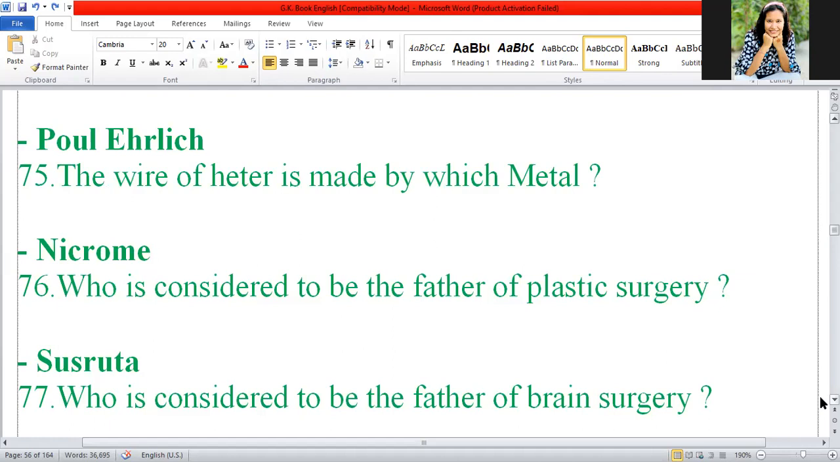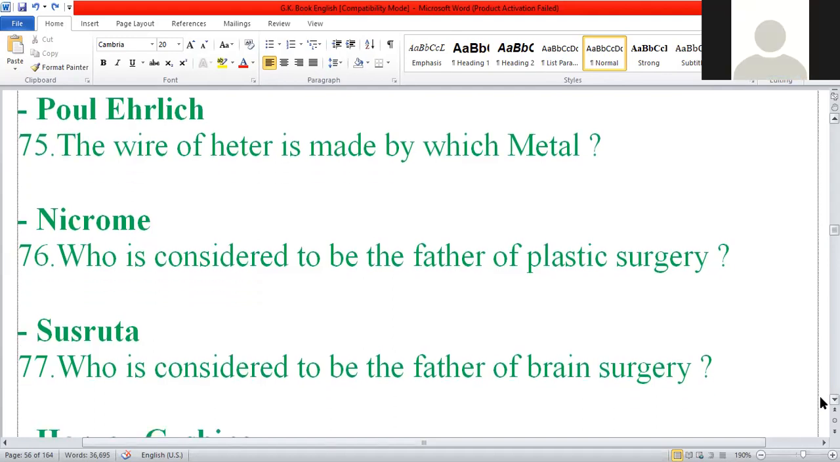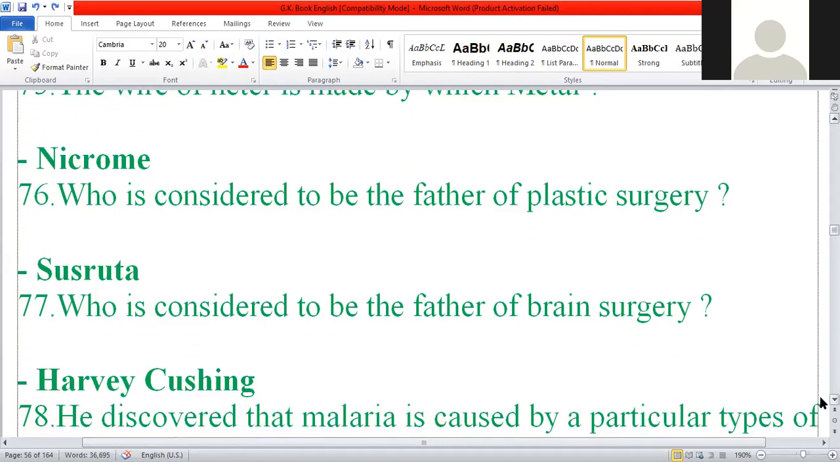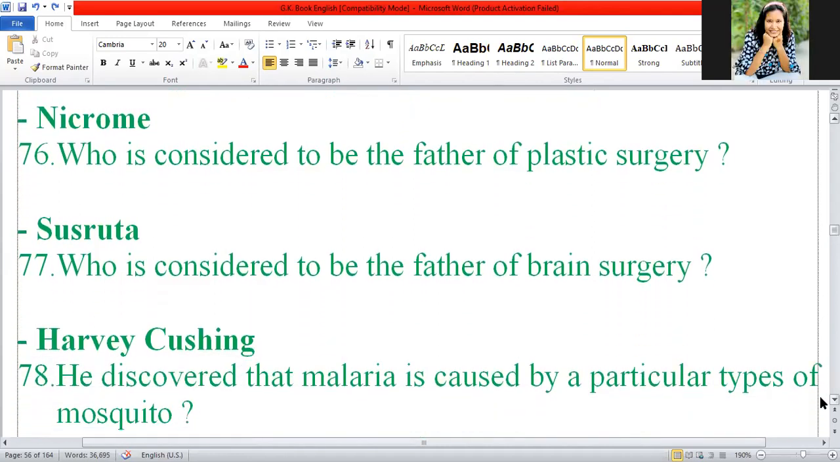Who is considered to be the father of brain surgery? The father of plastic surgery was Sushruta, and the father of brain surgery is Harvey Cushing. Harvey Cushing is the right answer.